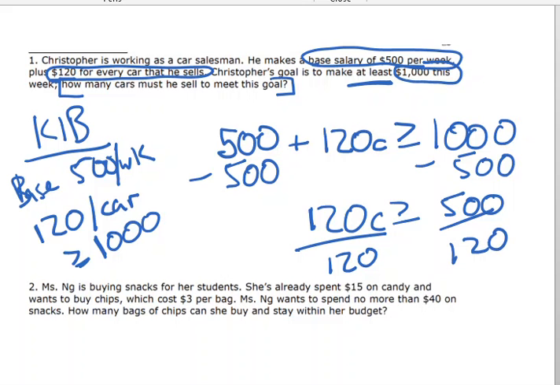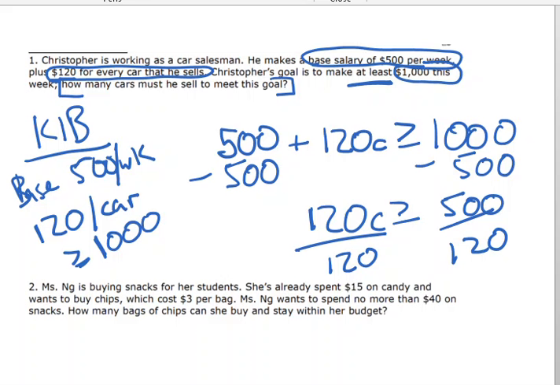I'm actually going to do that on my calculator. 500 divided by 120 looks like 4.166666 repeating on and on. So I have C is equal to 4.1666, but we know that you're not going to sell 0.16 of a car. So we know that he needs to sell 5 cars in order to reach that minimum of $1,000.